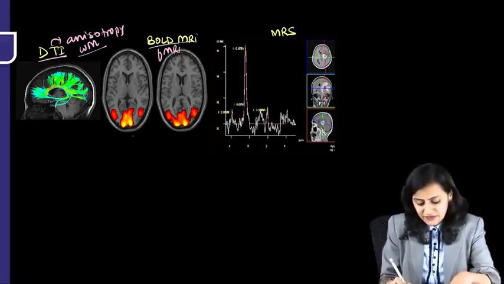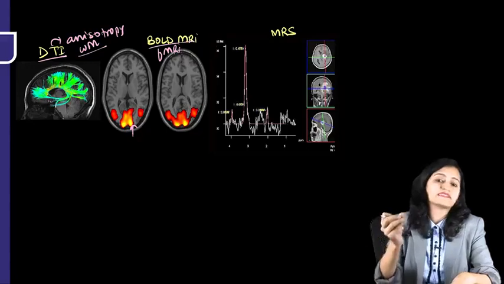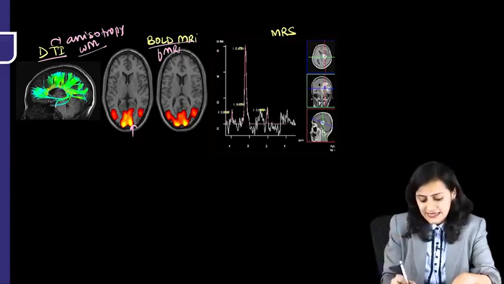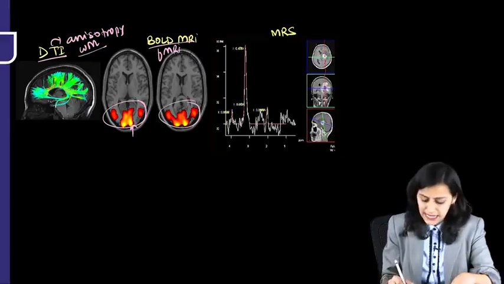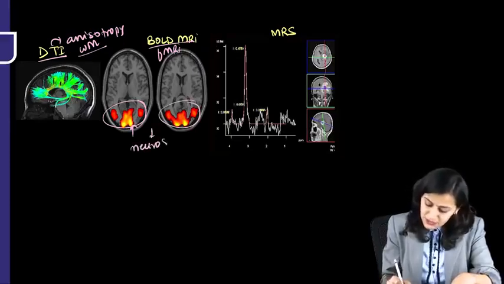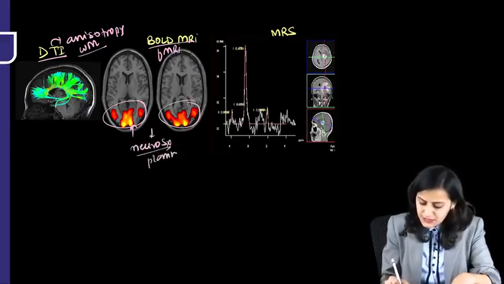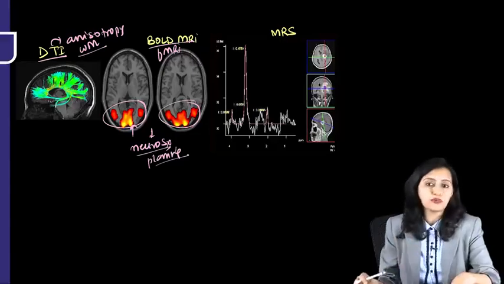So here what happens is we activate the functional area by giving the stimulus, and that area gets lighted up and we can localize that area. This helps in neurosurgery planning, helping us to avoid damage to the eloquent areas.